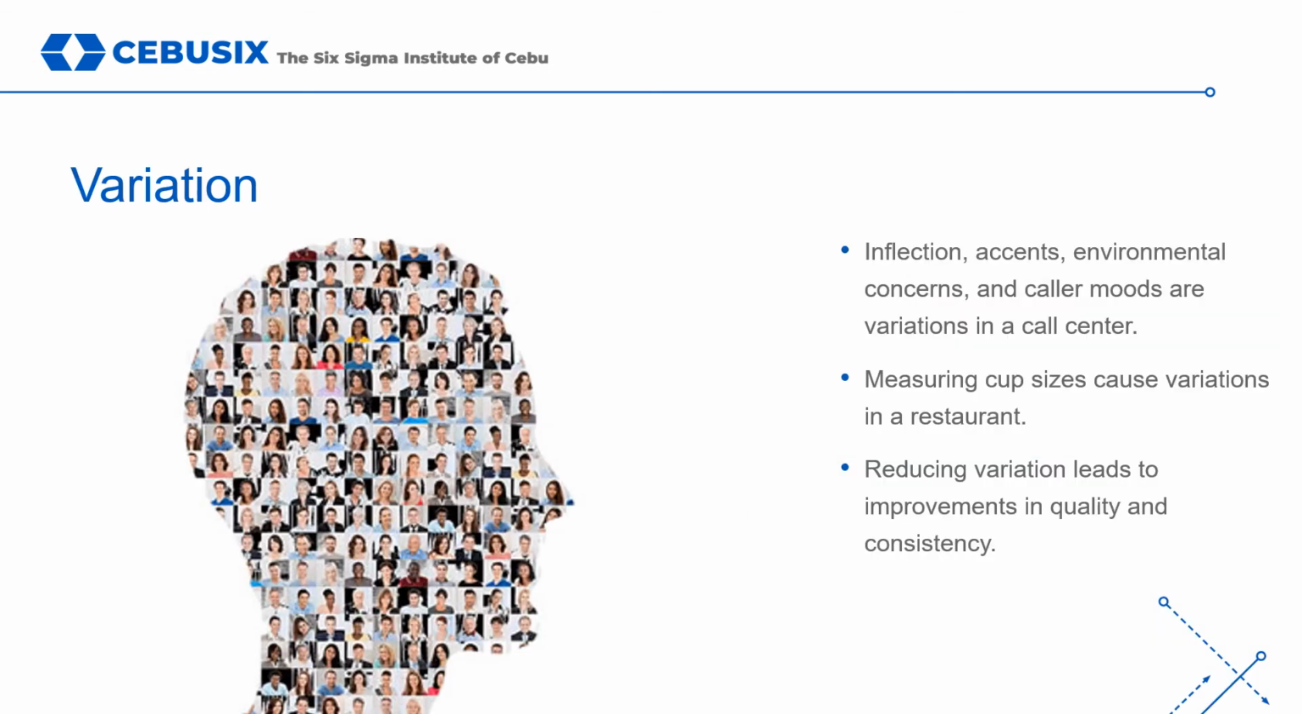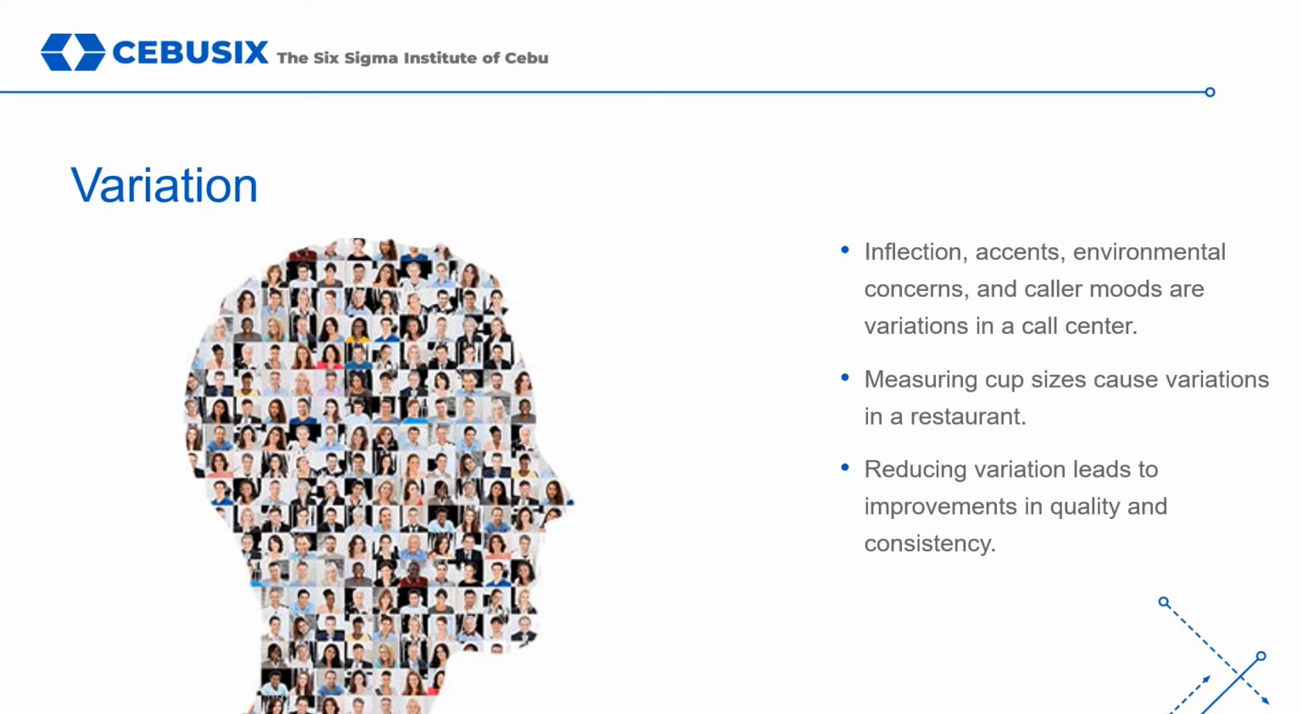One of the ways to continuously improve a process is to reduce the variation in the process. Every process contains an inherent variation. In a call center, for example, there is variation between each phone call and within each phone call, even if those calls are scripted. Inflection, accents, environmental concerns, and caller moods are just some of the things that lead to variation in this circumstance. By providing employees with a script or suggested comments for common scenarios, a call center can reduce variation to some degree.